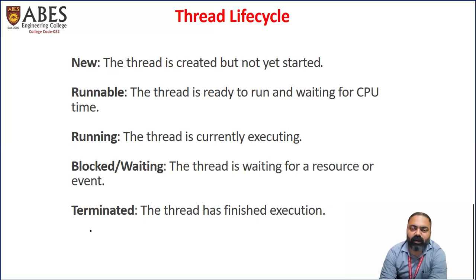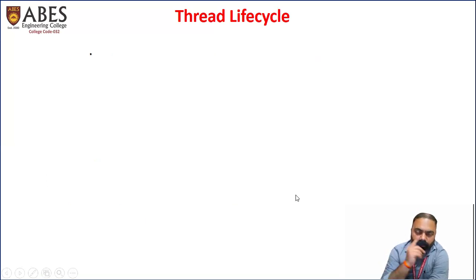Thread life cycle: new thread, runnable thread, running thread, blocked thread, waiting thread, or terminated. If you remember, all these stages are discussed in the process transition diagram or process life cycle diagram. Again, what will be the life cycle of a thread?